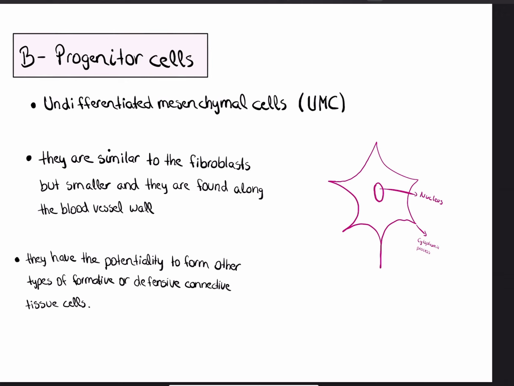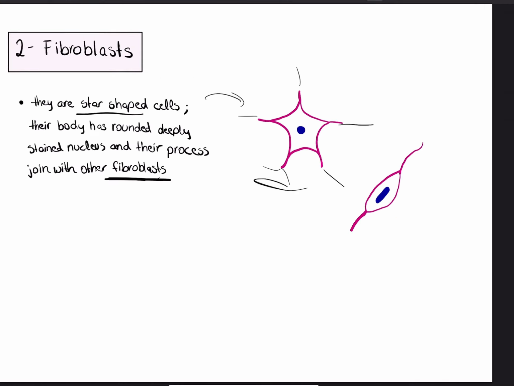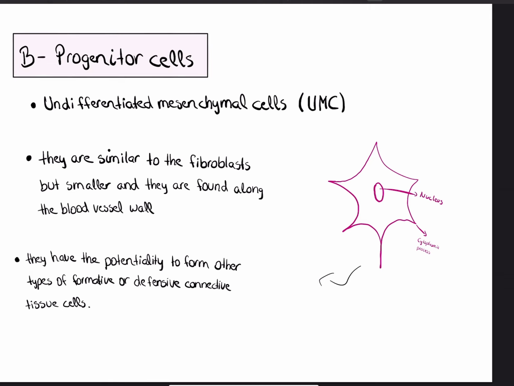We have a second type. After the synthetic cells, we have the progenitor cells. They are, for example, undifferentiated mesenchymal cells, UMC, and they're similar to the fibroblasts but smaller, and they are found along the blood vessel wall. Here we have the same picture, and another slide here. They have the potentiality to form other types of formative or defensive connective tissue cells. They're undifferentiated, and they can differentiate.